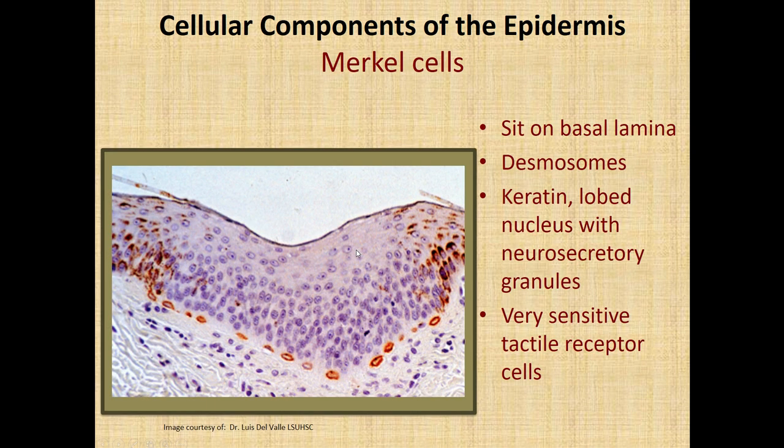Okay, the next cell type is called a Merkel cell. Merkel cells have been described as being from both neural crest cell origin and epithelial origin. So there's information that says that they come from both. And they sit in the basal layer on the basal lamina directly, right at the interface between the epidermis and the dermis. And you can't see these cells very well in regular H&E stain. So here you can see a special stain that we're showing the cell's location. And the purpose is that they are tactile receptor cells. And they're actually very, very sensitive tactile receptor cells.